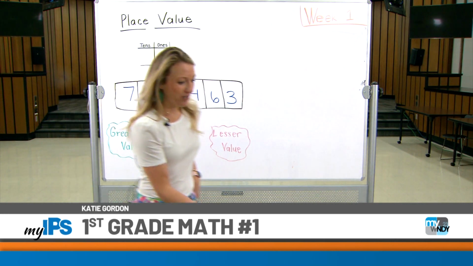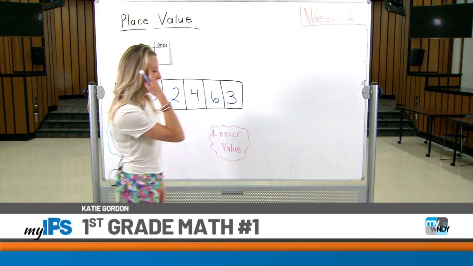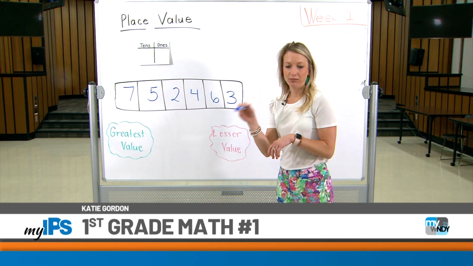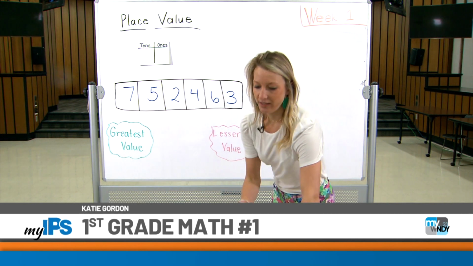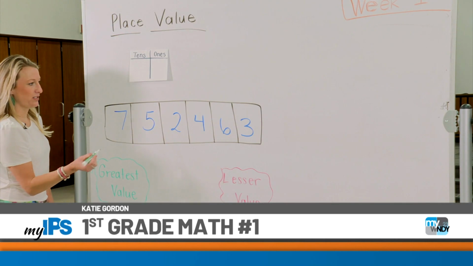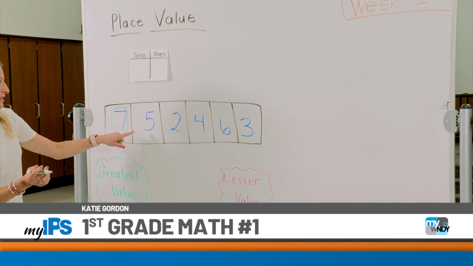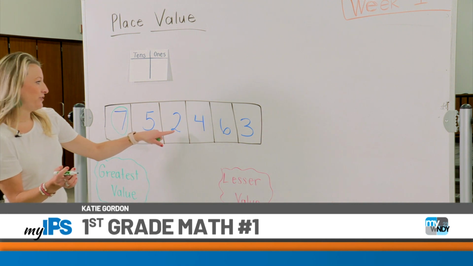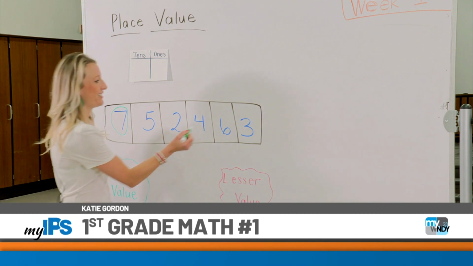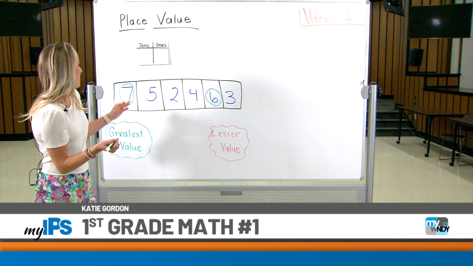So then I have to think about what is the greatest value I can make. What are my greatest numbers here? I want you to take your pencil and circle your greater numbers. So Miss Gordon is going to circle 7 because I can tell 7 is the greatest out of 5, 2, 4, 6, and 3. And then my second greatest number would be 6. So good job if you circled 7 and 6.